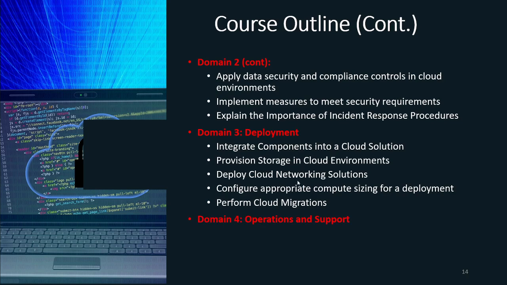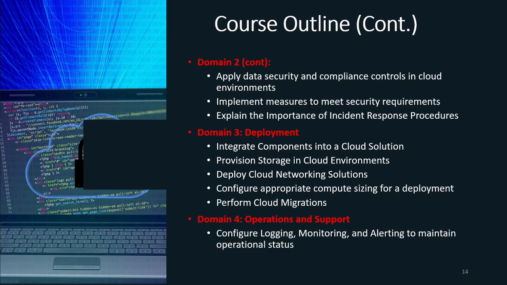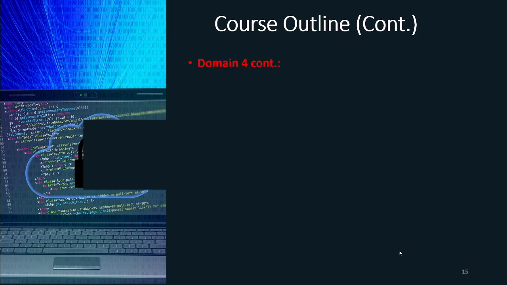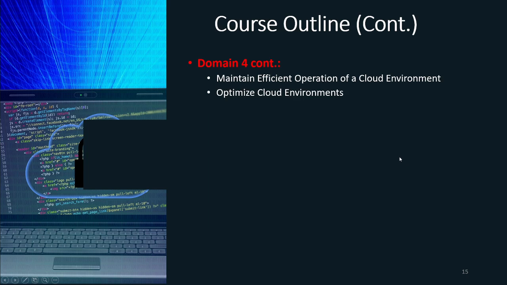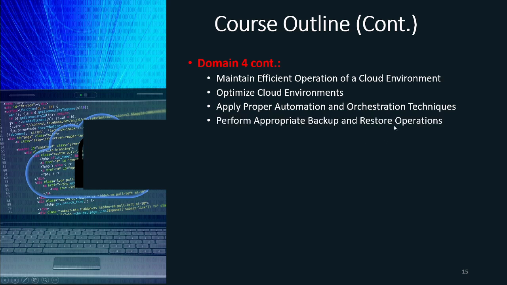Domain 4, operations and support. We're going to look at configuring logging, monitoring, and alerting to be able to maintain operational status. We're going to learn how to maintain efficient operation of a cloud environment, how to optimize cloud environments, how to apply proper automation and orchestration techniques through scripting, some of the commercially available tools. We're going to learn about playbooks. We're going to talk about backup and restore operations. Learn how to perform disaster recovery tasks.